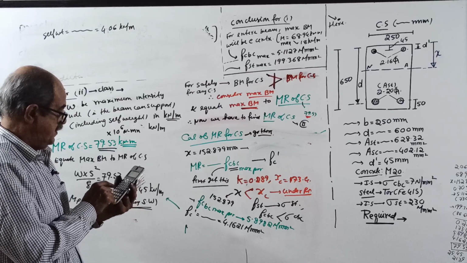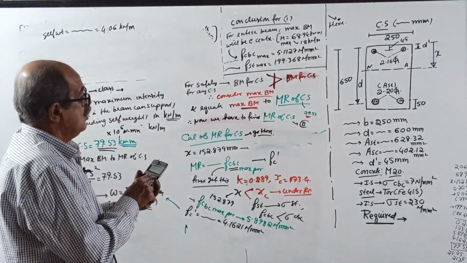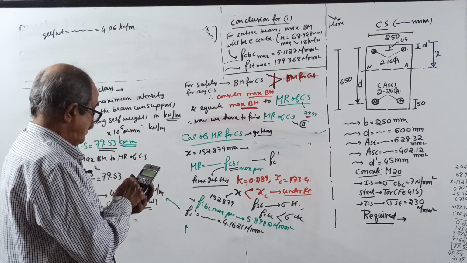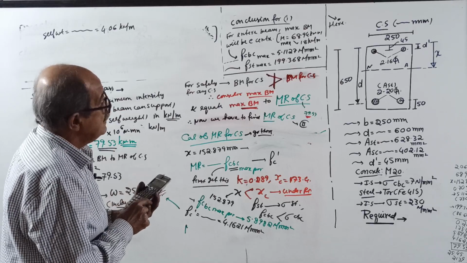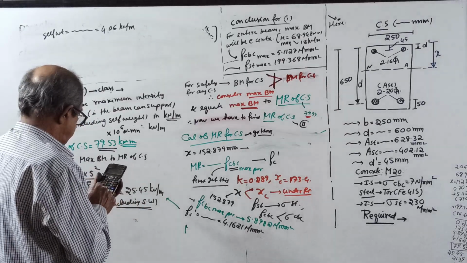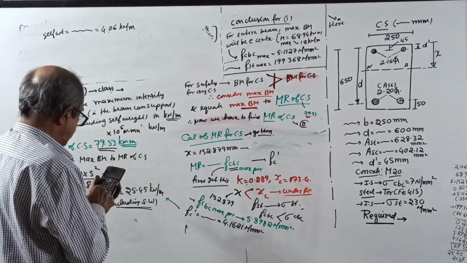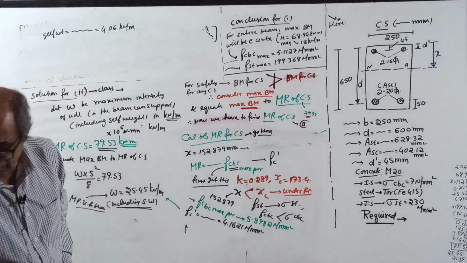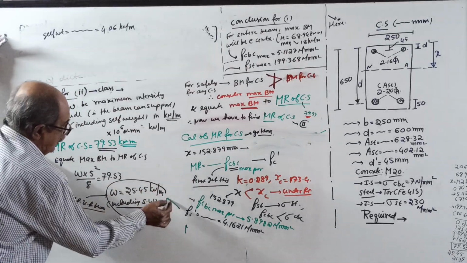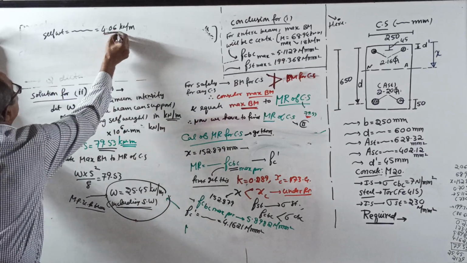0.6 into 25 divided by 8 is, calculate. 22.06 divided by 8, that bending moment, correct? Correct. Okay, now 4.06: 0.25 into 0.65 into 25. That's 4.06. So, including self weight, the beam can support 25.45. This much self weight is there.